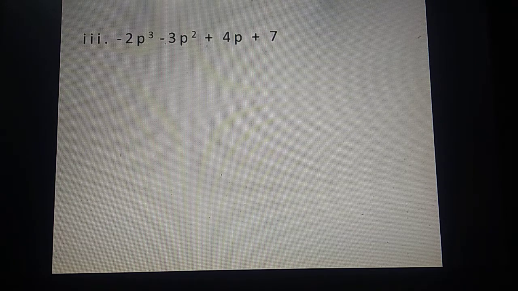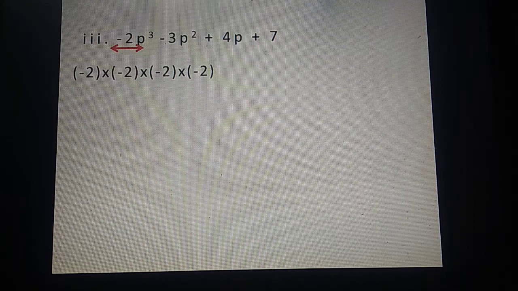Now the next is minus 2p cube minus 3p square plus 4p plus 7. Now what are the factors of the first term? They are minus 2, then 3 times p. In place of p, you will put minus 2. So you will write it as minus 2 into minus 2 into minus 2 into minus 2. The first minus 2 is the constant given to you in the term, and the rest 3 minus 2 is the value which is given to you in the question as p.